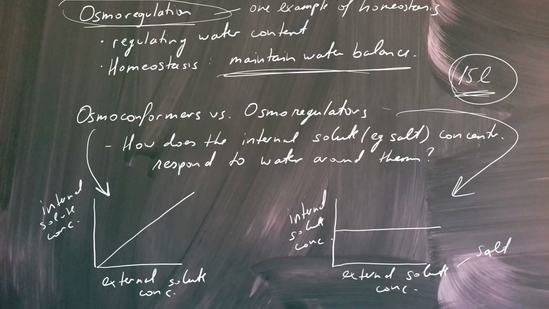So basically the osmoconformers have a problem. What happens if the external solute concentration is very high and then the internal solute concentration also goes up, and maybe that's already too high for the cells? The problem with osmoconformers is that you may have a non-ideal internal solute concentration, because it's going up too much. They cannot regulate the amount of salt. We humans, on the other hand, try to maintain a constant internal salt concentration.